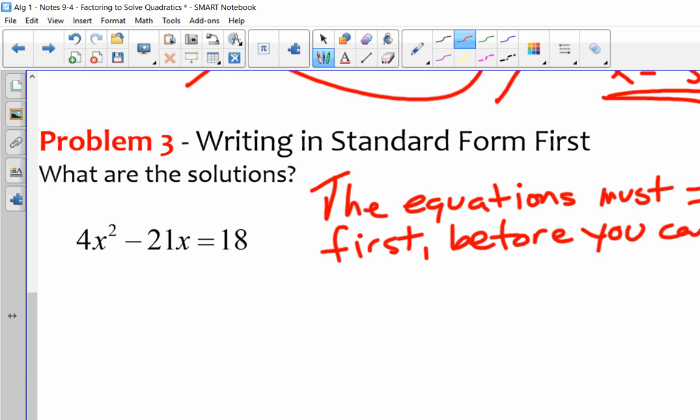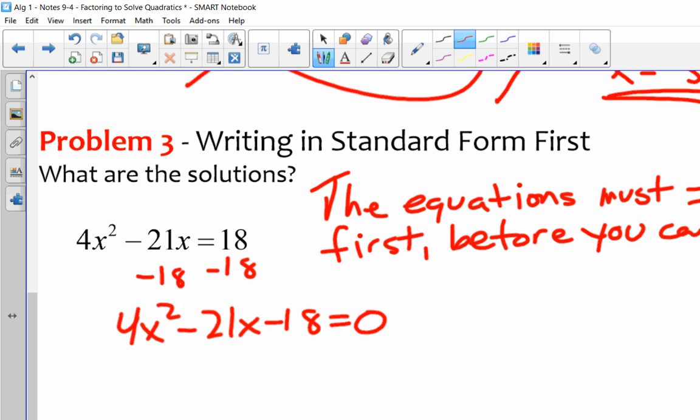Okay, so obviously this one doesn't equal 0, it equals 18. So that means I just got to move everything to the left. So I'm going to subtract 18 from both sides. And I can't take 18 away from 4x squared or -21x. Just have to move it over there, but now it becomes negative. Okay.